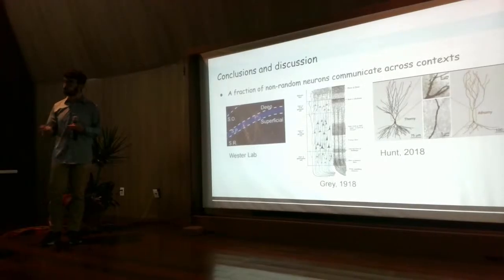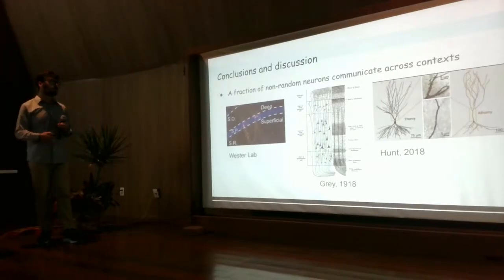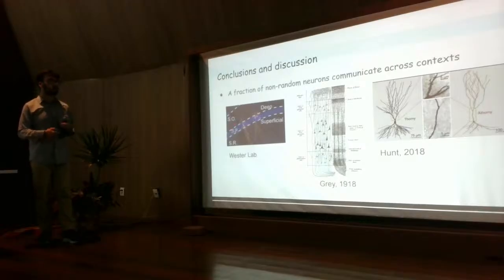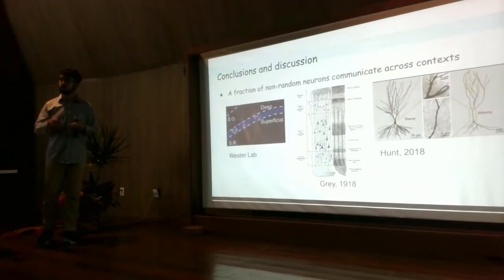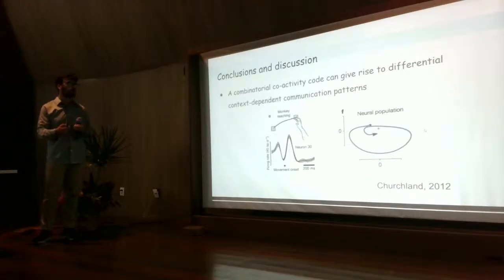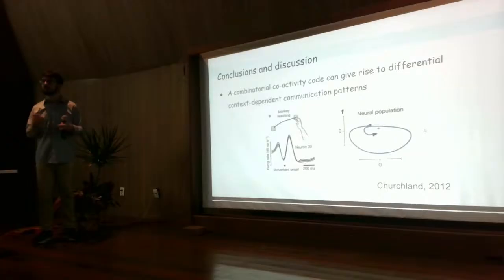So to get some conclusions and discussion, we see that there is a fraction of non-random neurons that communicate across different contexts, and we think that these are deep cells in CE1, and they are athorny cells in CE3, and they are deeper cells in the cortex. So we have this anatomically defined communication subspace across these 3 different regions. We also found that this is a combinatorial code that can give rise to different communication patterns in a context-dependent way.